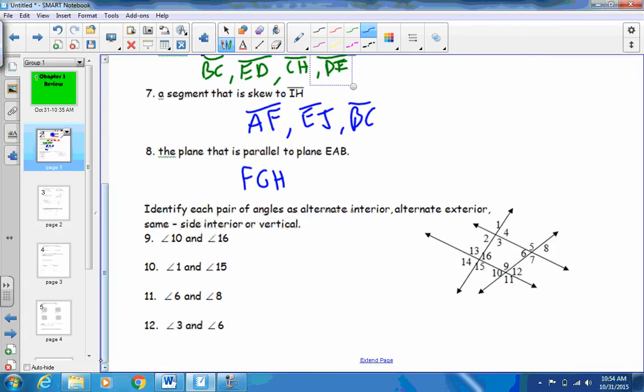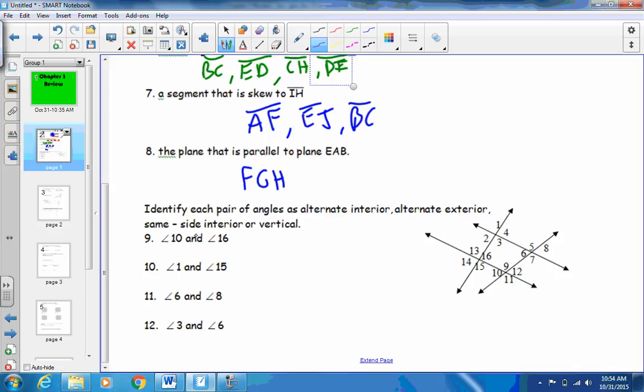Alright, next section, finishing up page 1, it says identify each pair of angles as alternate interior, alternate exterior, same side interior, or vertical. So we have 4 different options. These are crucial to know, these different angle pairs. So even if the lines are not parallel, you can still have those angle pairs. It just won't be congruent or supplementary.